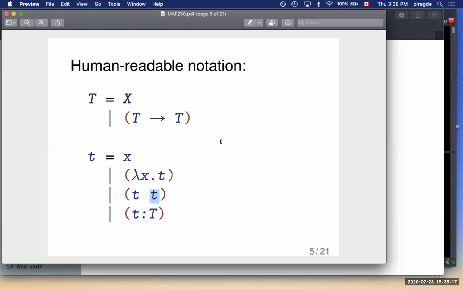Okay. Any other questions? So why are functions and arguments classified as the same thing, like they're both t's?